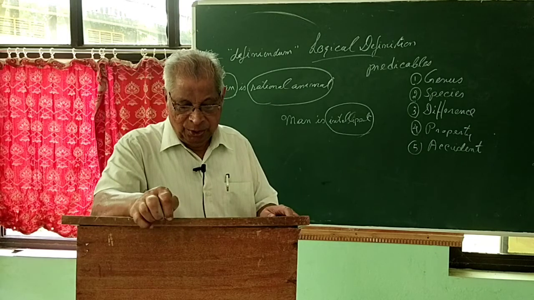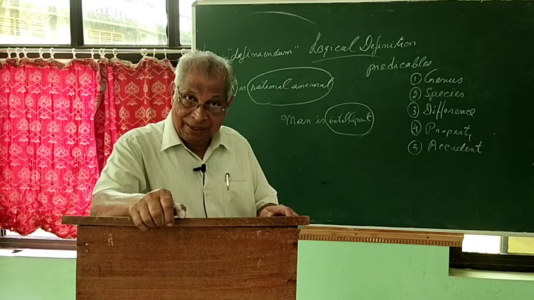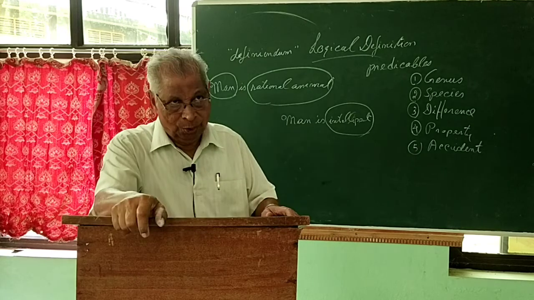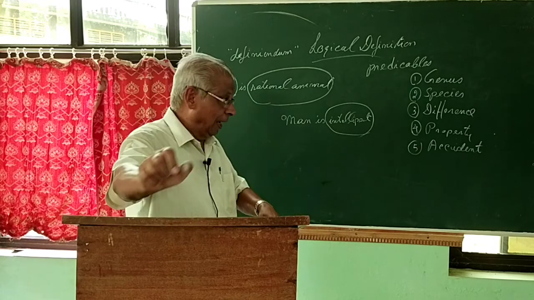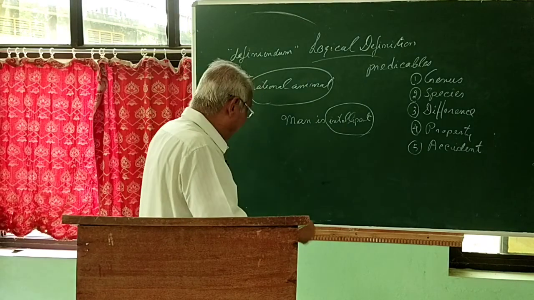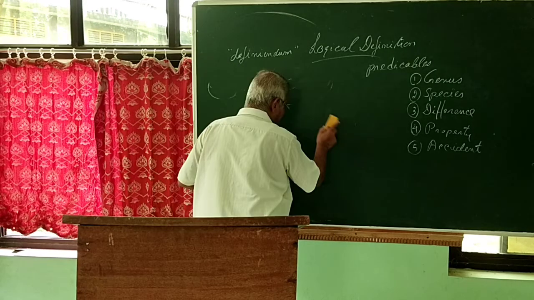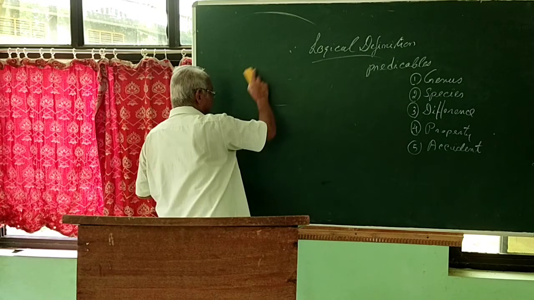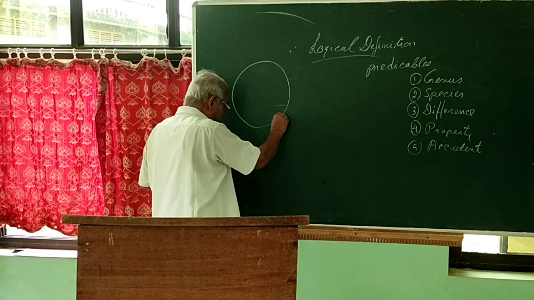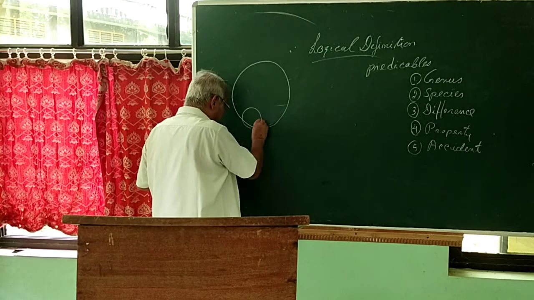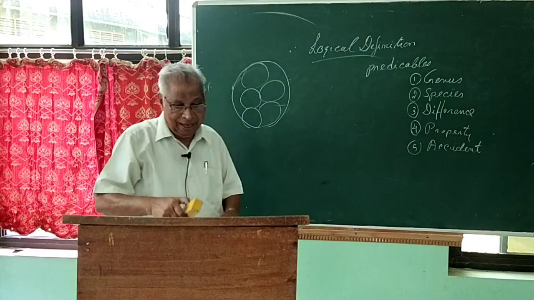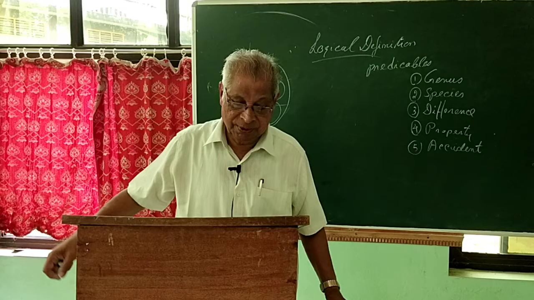What is genus? Genus is a class. Class means, of course, a group containing within itself subclasses. So any class that contains subclasses, that is a genus. A big class containing subclasses is called a genus.